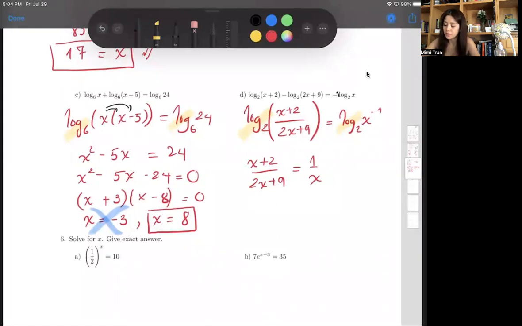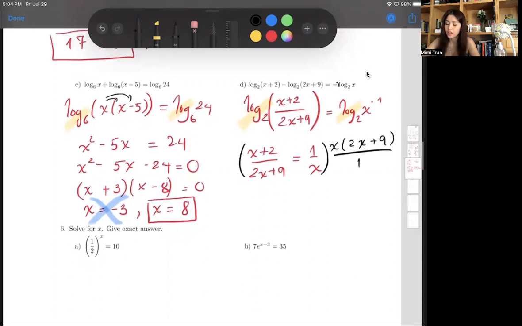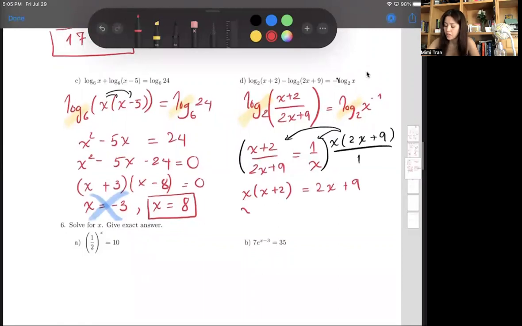LCD here is x times 2x plus 9 over 1, right? And then you're going to distribute the LCD into the two sides. So on the left-hand side, the 2x plus 9 cancel. So I have x times x plus 2 equal the right-hand side, the x cancel. So it's just 2x plus 9. Distribute: x squared plus 2x equal 2x plus 9.